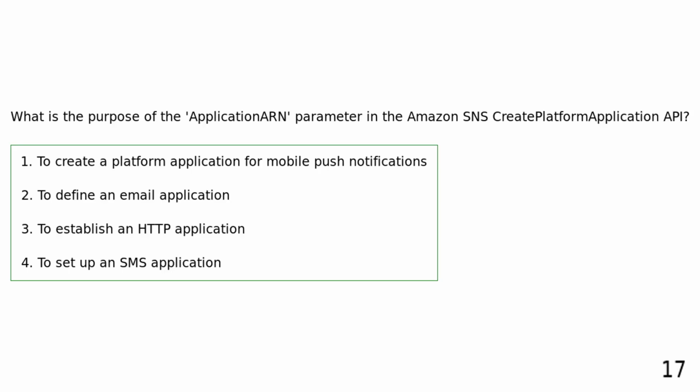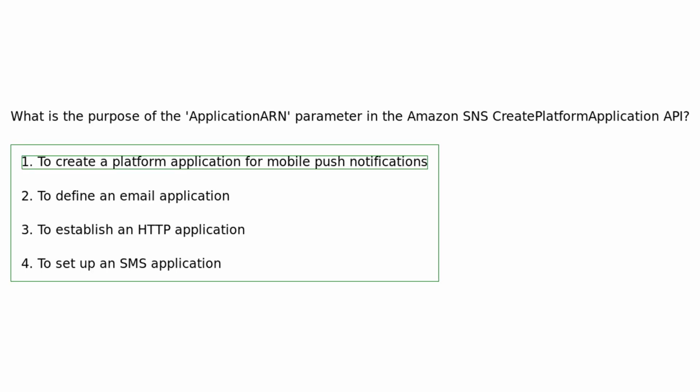What is the purpose of the application ARN parameter in the Amazon SNS CreatePlatformApplication API? To create a platform application for mobile push notifications. To define an email application. To establish an HTTP application. To set up an SMS application. The application ARN parameter in the Amazon SNS CreatePlatformApplication API is used to create a platform application for mobile push notifications, which manages credentials for services like APNs or FCM.